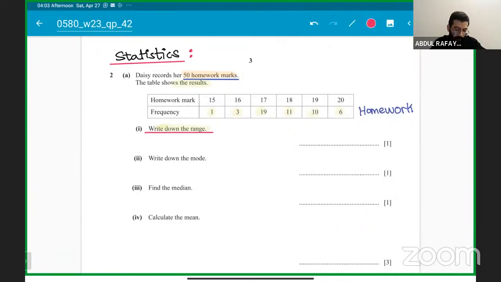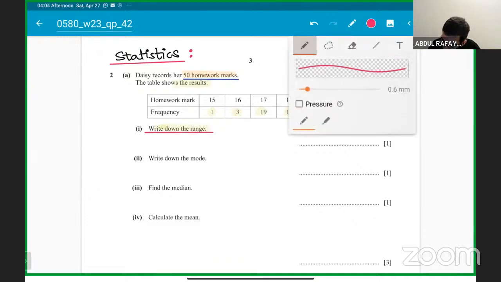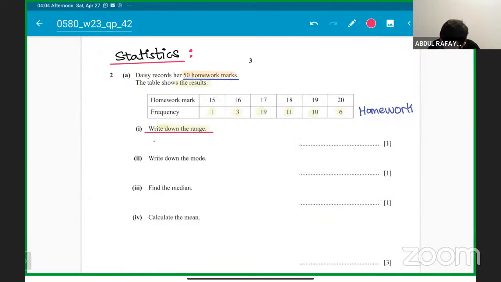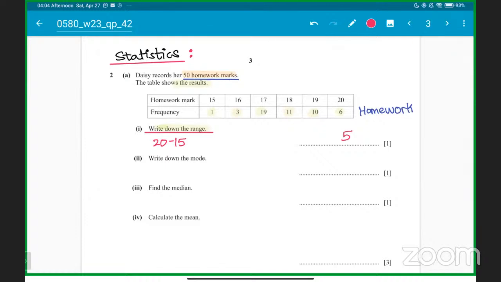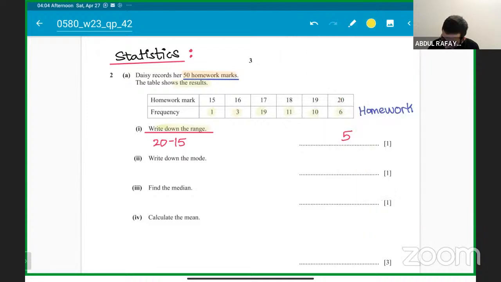Okay, so what they are asking is what is the range, and we already know what the range is. Range is basically the highest value minus the lowest value, right guys? So it will be 20 minus 15. Highest marks are 20, lowest marks are 15, so range is 5. Okay, everyone getting it guys? Clear? Understood? Yes, sir. Clear.